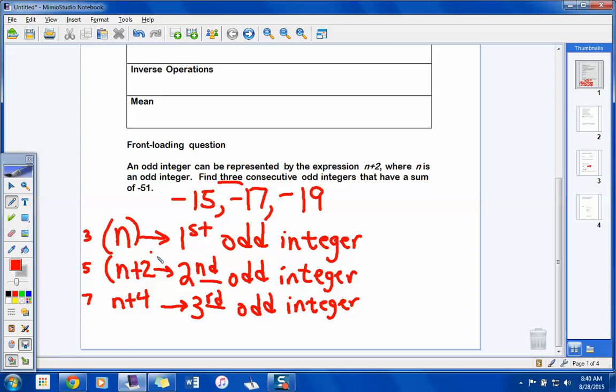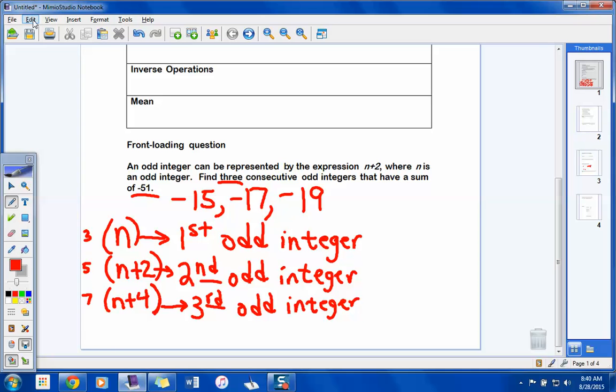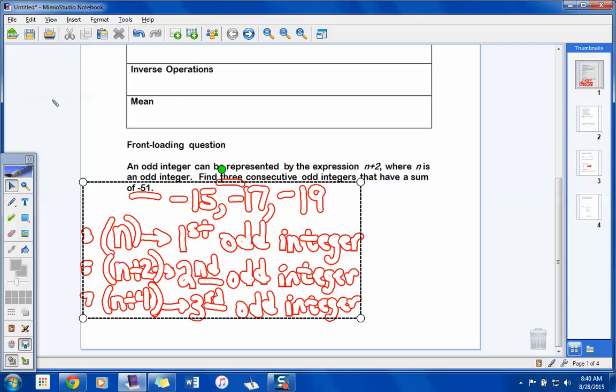plus 2, n plus 4, and add them up to get what value? What do we want to add up to? Negative 51. Okay, so let me downsize this a little bit. We'll do the work. We'll see if that matches what we've got here. Where is it at? Edit, select all, downsize.